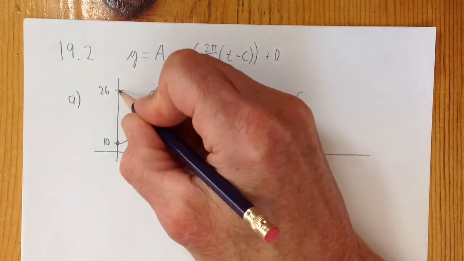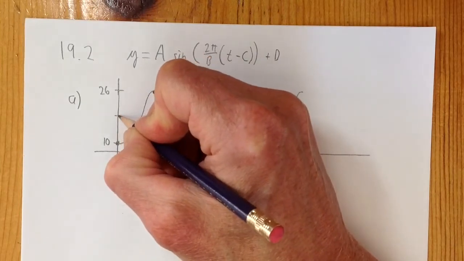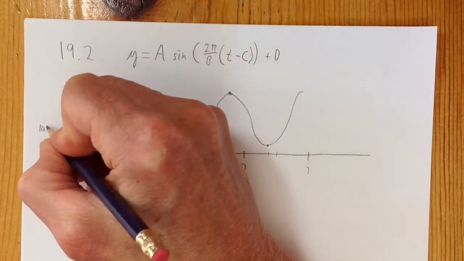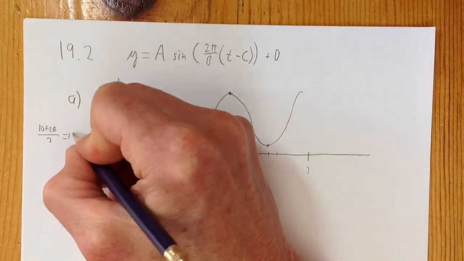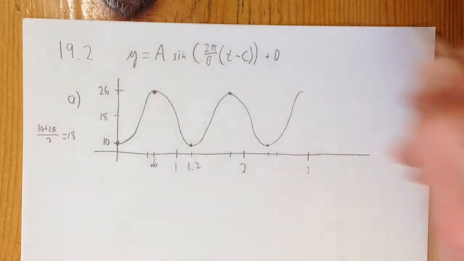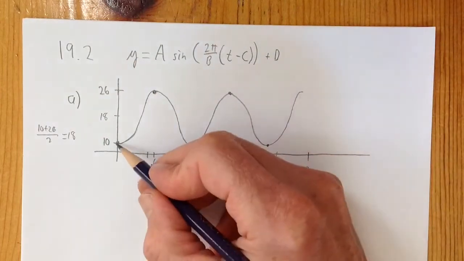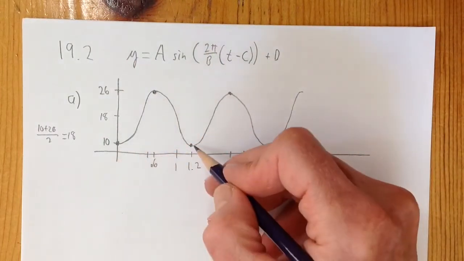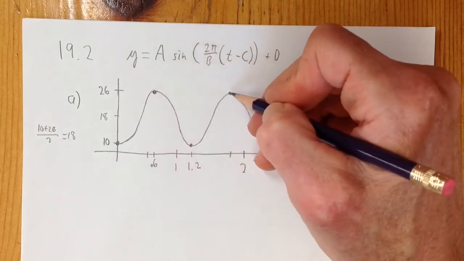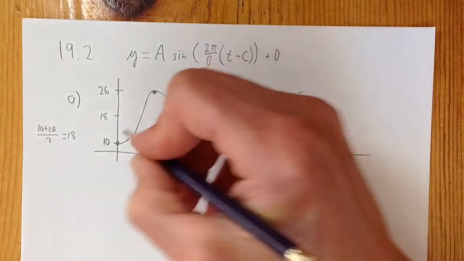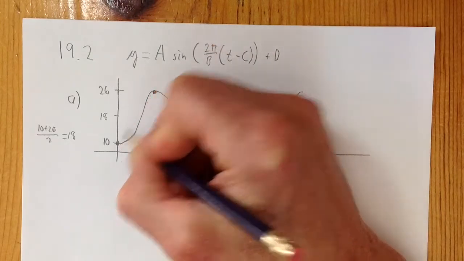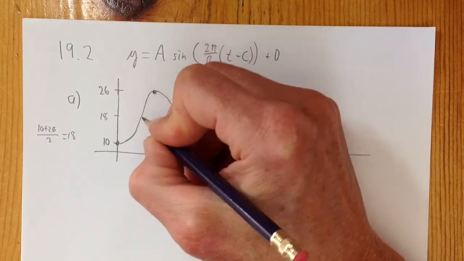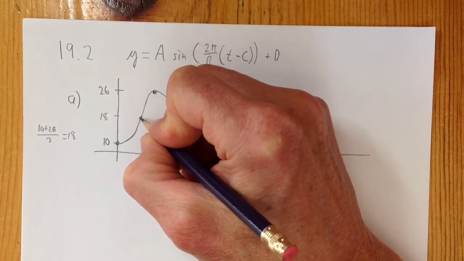Now, between 10 and 26, the average right there, you just take 10 plus 26 divided by 2. That's 36 divided by 2, which is 18. So the middle is 18. We know that from peak to peak is 1.2, or valley to valley is 1.2. And between the valley and the peak, if that's 0.6, we know that it's in the middle at 0.3.